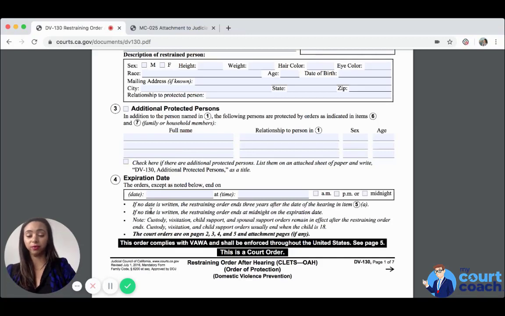Now it says here, if no date is written, the restraining order ends 3 years after the date of the hearing in item 5. If no time is written, the restraining order ends at midnight on the expiration date. Custody, child support, visitation, and spouse support will remain in effect after the restraining order ends. And custody, visitation, and child support orders usually end when the child is 18. The court orders are on pages 2, 3, 4, and 5 and attached pages. This order complies with VAWA and shall be enforced through the U.S. See page 5.